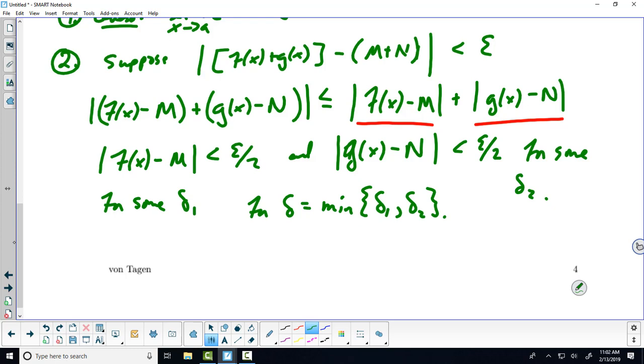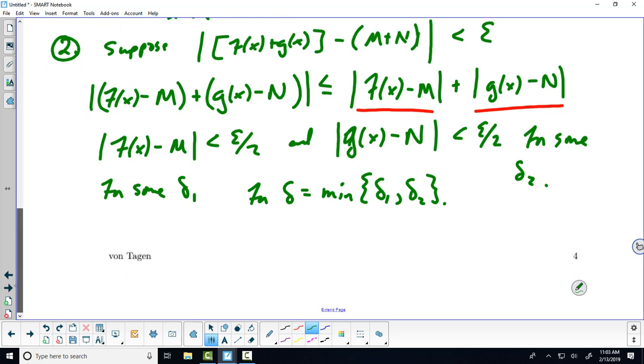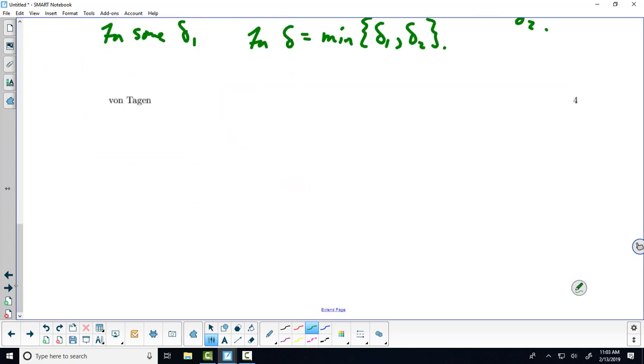Okay? Because let's just say delta 1 is a smaller number than delta 2. Then if I set delta equal to delta 1, then this will be true and this will be true. Because you can always go with a smaller delta. If one delta works, so will any delta smaller than that. Okay? So here's the proof.